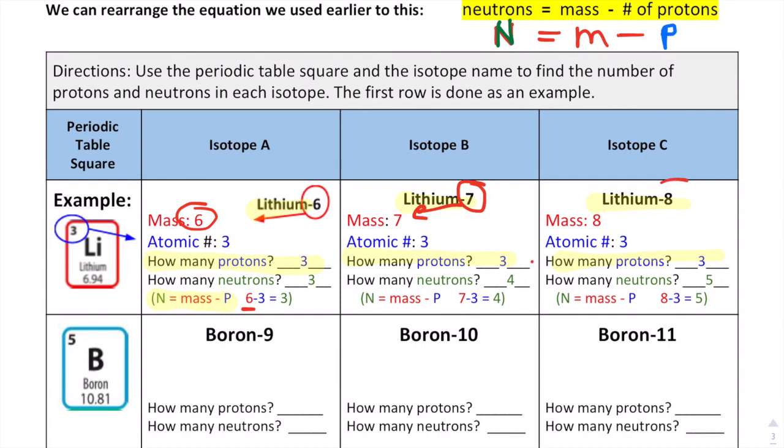And finally, the lithium 8 over here has a mass of 8, and the atomic number is still 3. And so protons are easy. That's always the same as the atomic number, 3. But the mass minus the atomic number this time is 8 minus 3, or 5 neutrons. So imagine that atom has 3 protons and 5 neutrons in its nucleus. So these 3, lithium 6, lithium 7, lithium 8, are isotopes of each other. They're kind of like triplets. They've got the same number of protons as each other, but they have different numbers of neutrons.